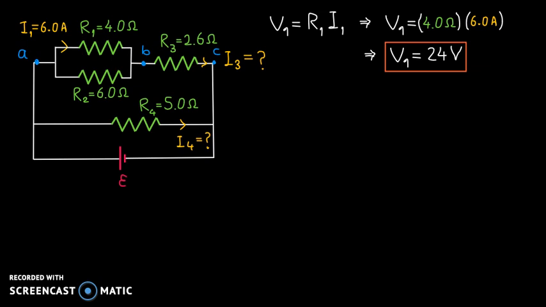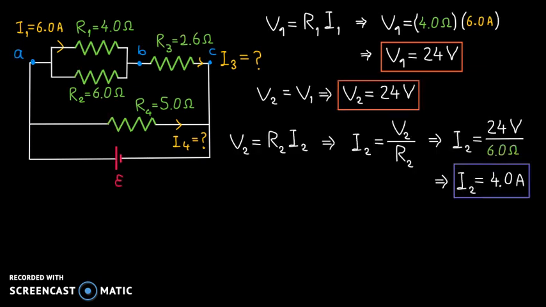So because R2 is in between the same potential points, it has the same potential difference, 24 volts. Let's use that information to calculate the current passing through resistor R2. Applying Ohm's law on resistor R2, this time looking for the missing current I2, we find that I2 is equal to 4 amps.